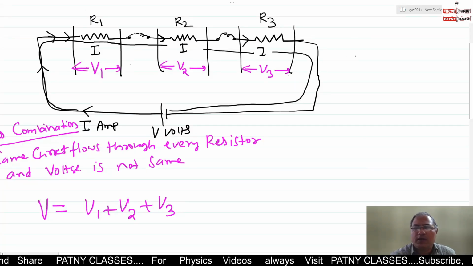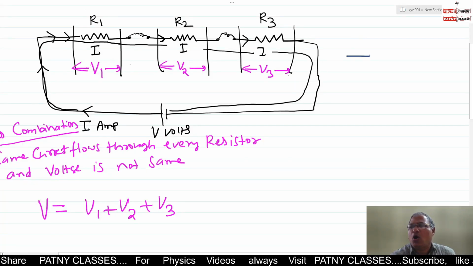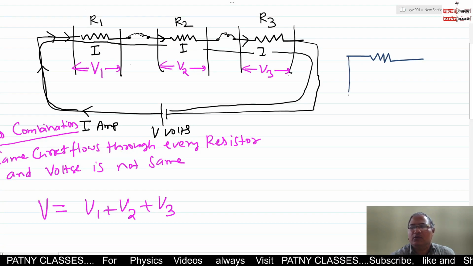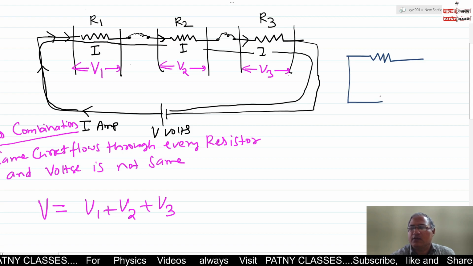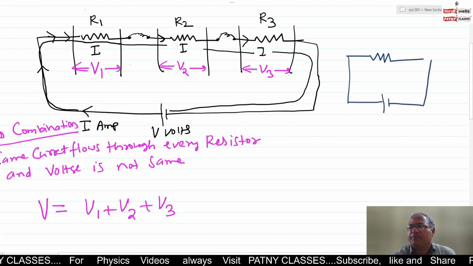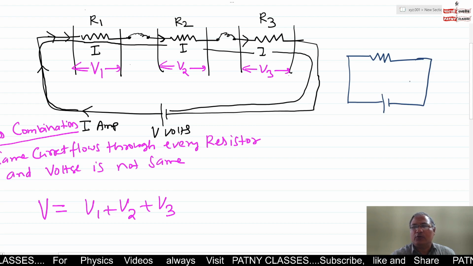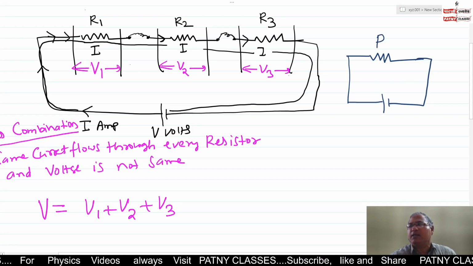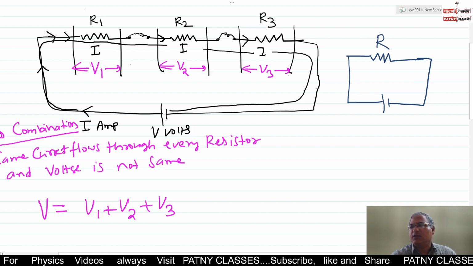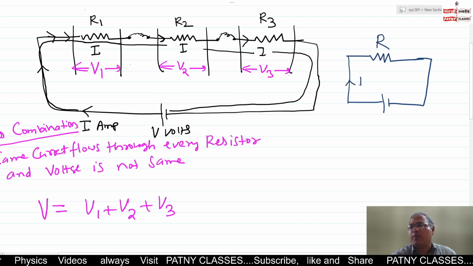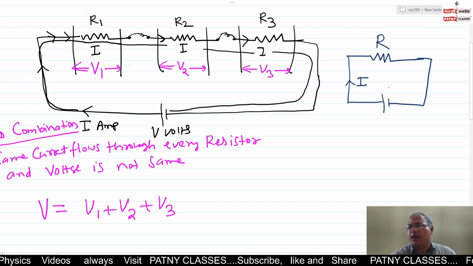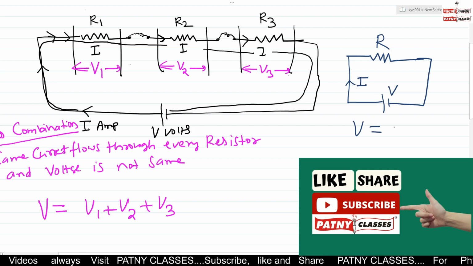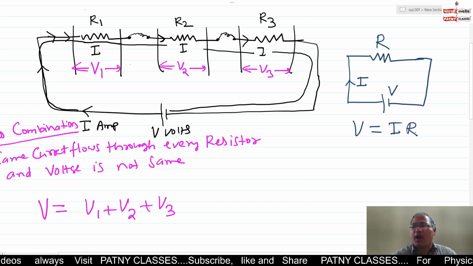Now, let us imagine if I remove all the resistors and replace them by a single resistor with the same battery. And suppose the total of R1, R2 and R3 equals R. Let us imagine like this. The current coming out of the battery equals I and the supply voltage is V. In that case, by using Ohm's law, V equals IR.